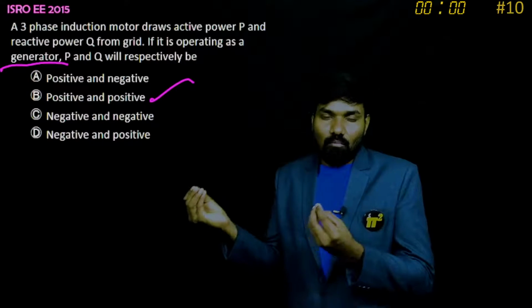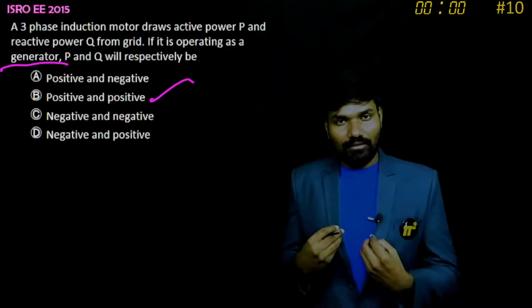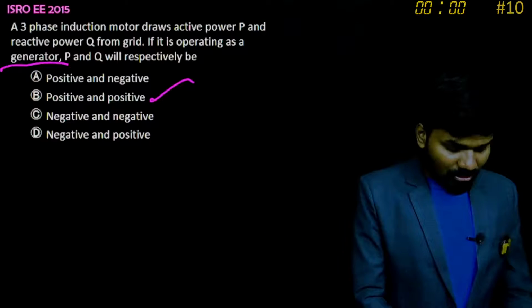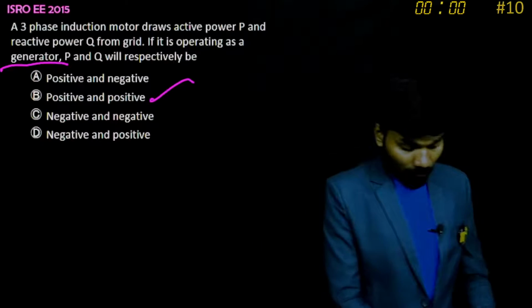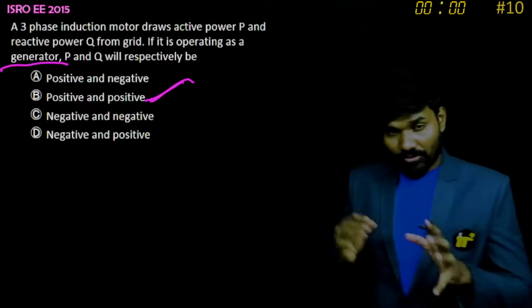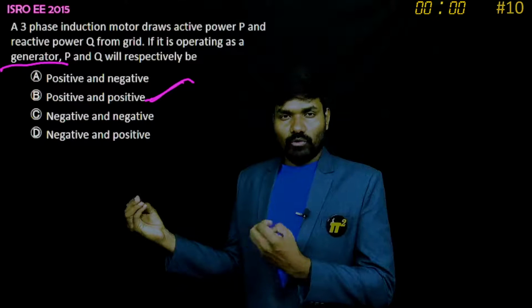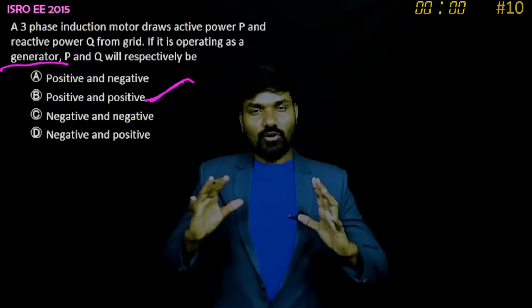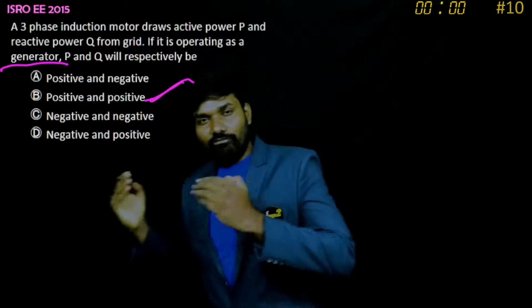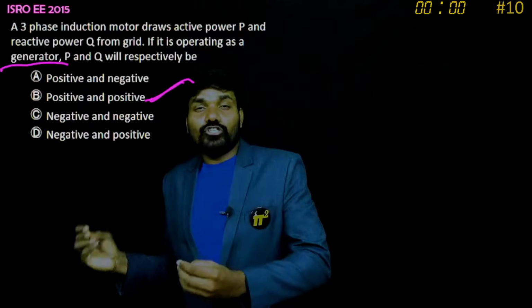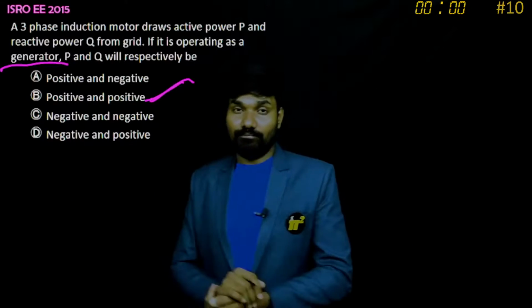See, the motor is taking, so I'm taking it as positive. You'll normally do this, but this is not exactly right. Understand the terminology. Motor is taking, it is positive. But if the same machine is giving, then you should treat it as negative.